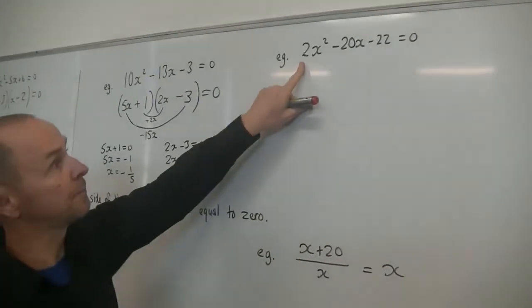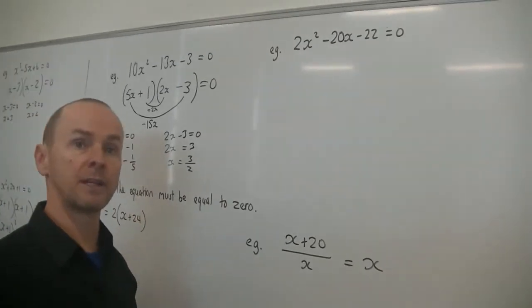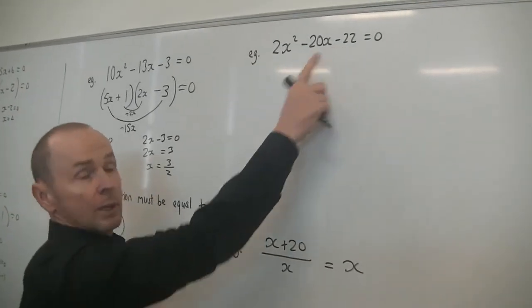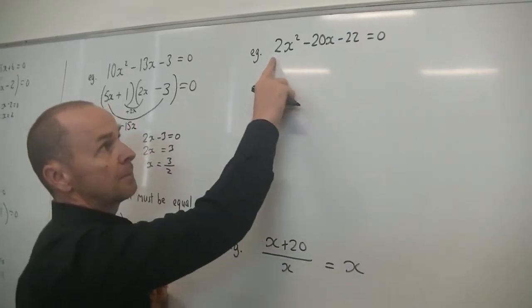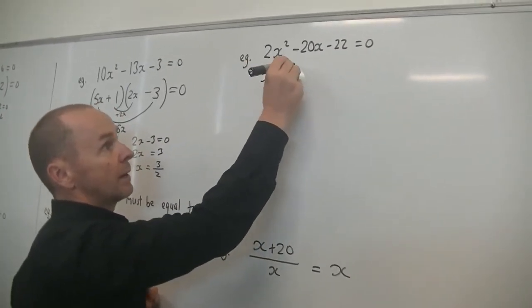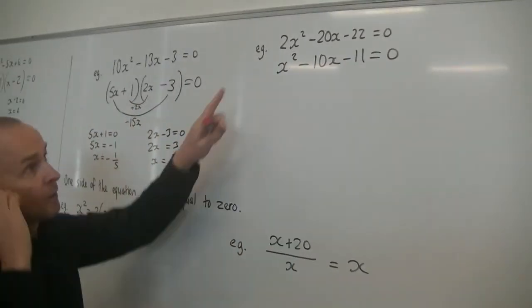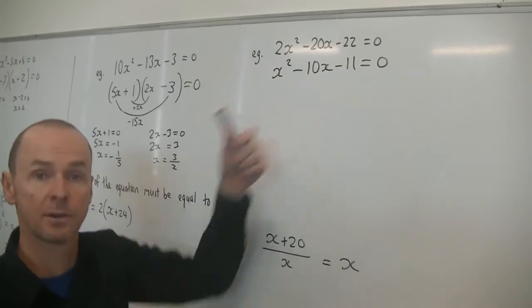Now look at this one. It's got a 2 out the front of that, but what's the first rule of factorising? Always look for a common factor. There's a 2 there, a 20 and a 22. I can divide all these terms by 2, including the last one, and the 2 effectively disappears. So I can just say x squared minus 10x minus 11 equals 0. The 2's disappeared because I've divided every term by 2, including the 0.